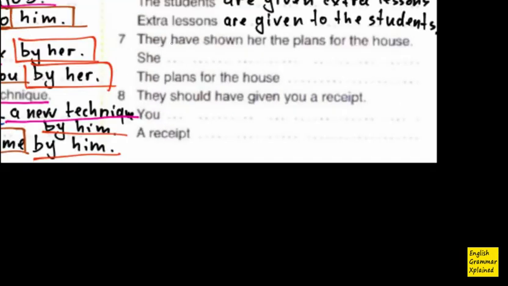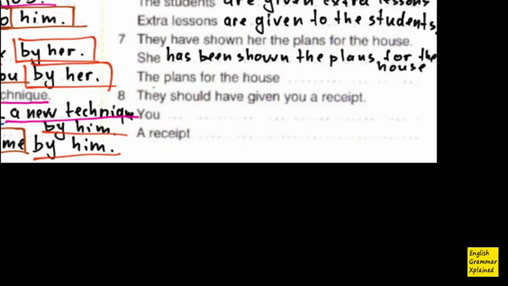Number 7. They have shown her the plans for the house. She has been shown the plans for the house. And here the plans for the house have been shown to her.